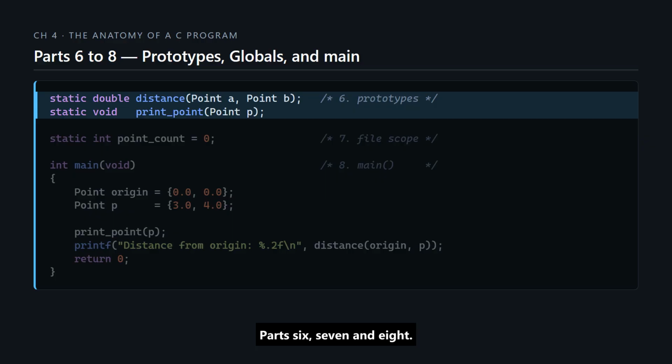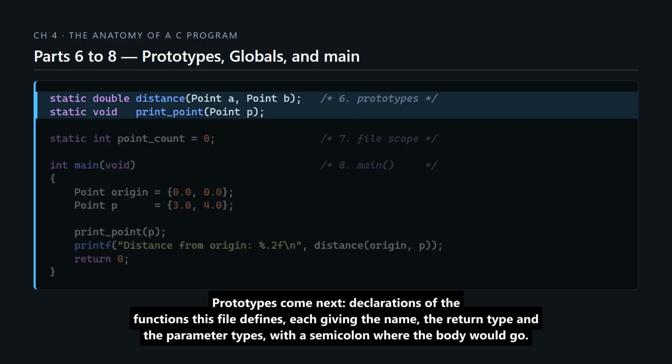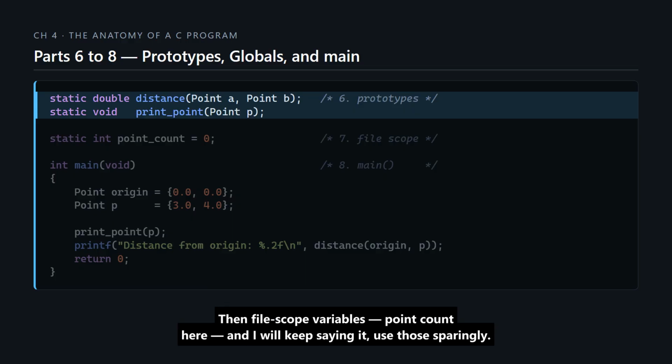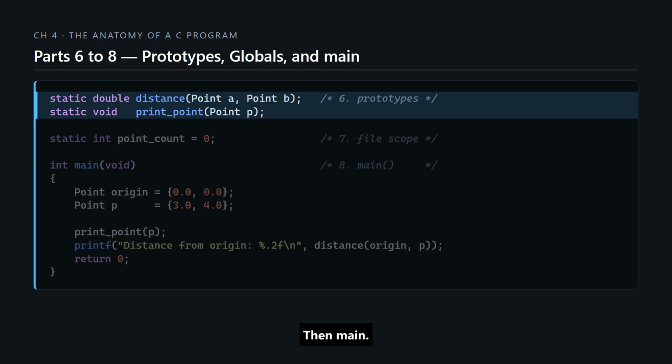Parts 6, 7, and 8. Prototypes come next, declarations of the functions this file defines, each giving the name, the return type and the parameter types, with a semicolon where the body would go. Then file scope variables, point count here, and I will keep saying it, use those sparingly. Then main.